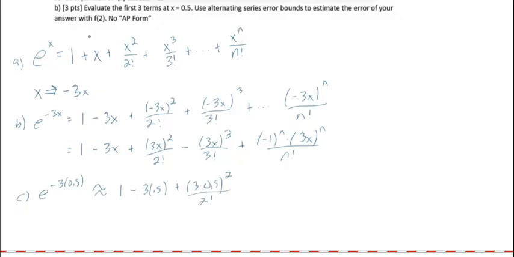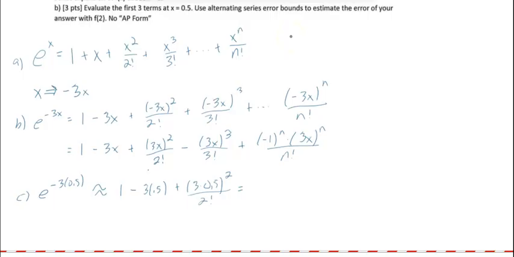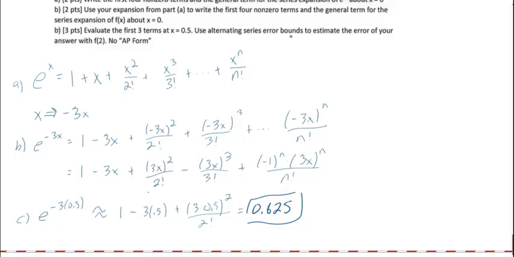Is that the first 3 terms? It is. And then if I multiply that out, I think we wind up getting 0.625. All right, so I've evaluated it. I'll put a little box around that. Not going to box those answers up above. And then I guess this is part C. There we go.